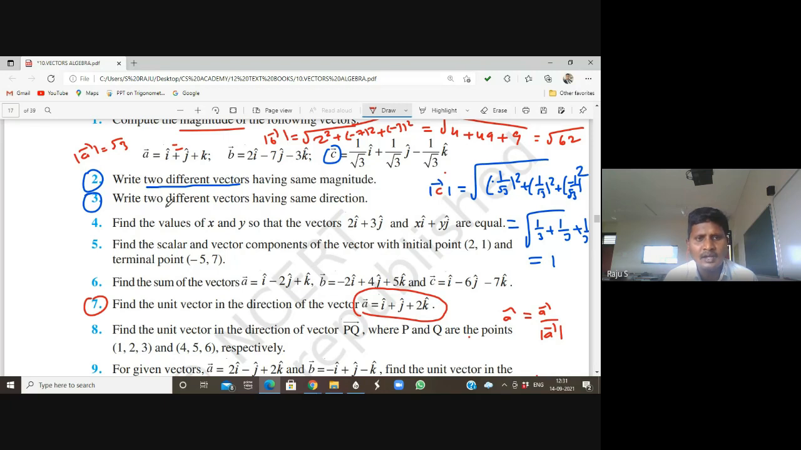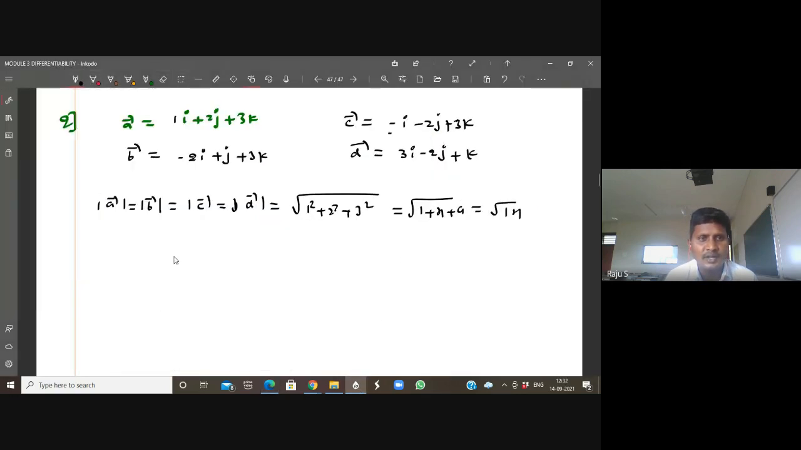And next, write two different vectors having the same direction. Same direction means you should not change the signs. If I take vector A as i plus j plus k, I'm taking all positive. Another vector B in the same direction means all should be positive. So you can multiply with a non-zero scalar. I'm taking 2i plus 2j plus 2k.